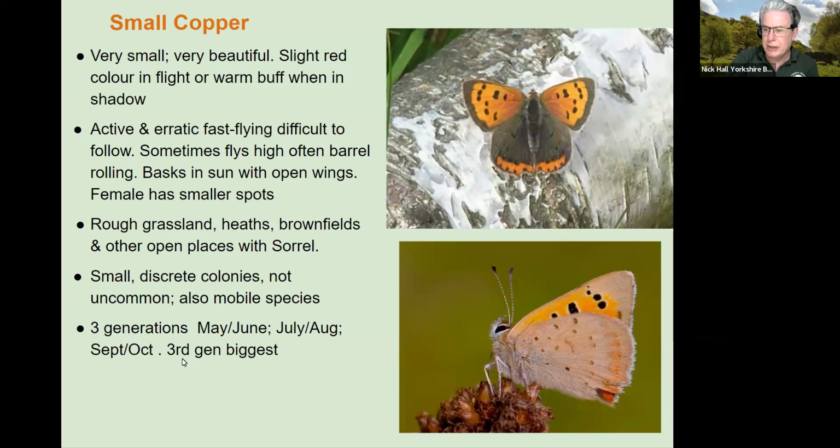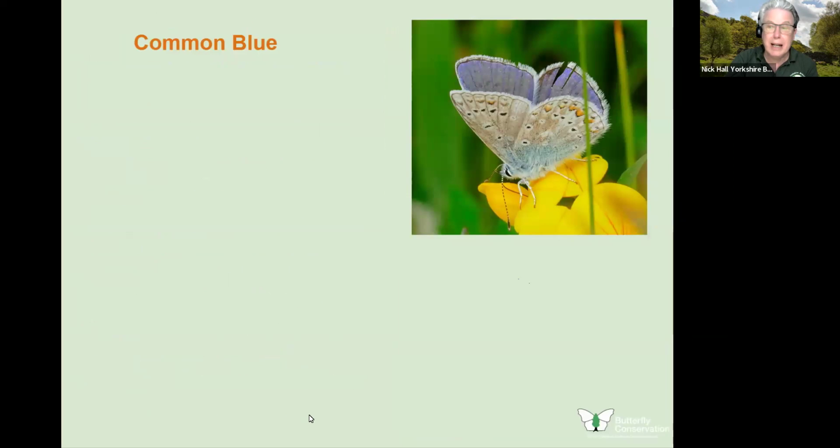3 generations, May, June, July and August, September, October. And the last one tends to be the biggest generation. Then the parasites set in, and it's an egg parasite, and then the numbers crash the following year. So our tip is it's our only small red butterfly, and you see that colour in flight. I'm going to hand back to Kerry now for the common blue.